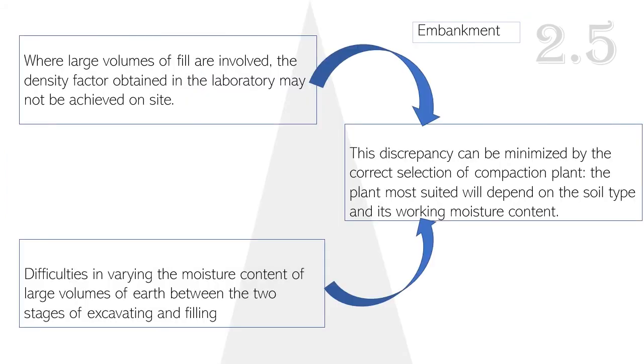In embankment construction, when large volumes of fill are involved, the density factors obtained in the laboratory may not be achieved on site. This is because only a sample is used to test in the lab. There are also difficulties in varying the moisture content of a large volume of earth between the two stages of excavating and filling. This discrepancy can be minimized by correct selection of compaction plant. The plant must be suited to the soil type and its working moisture content.